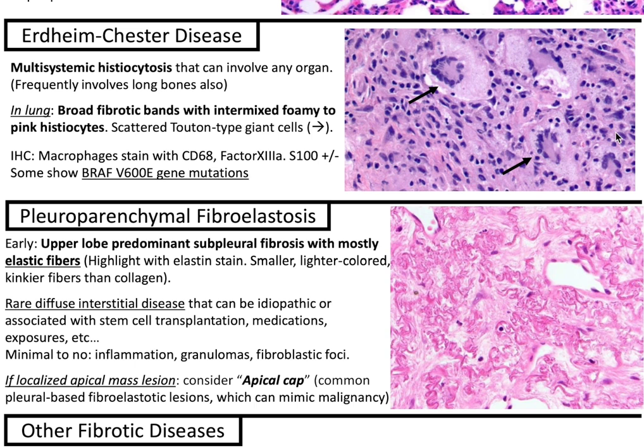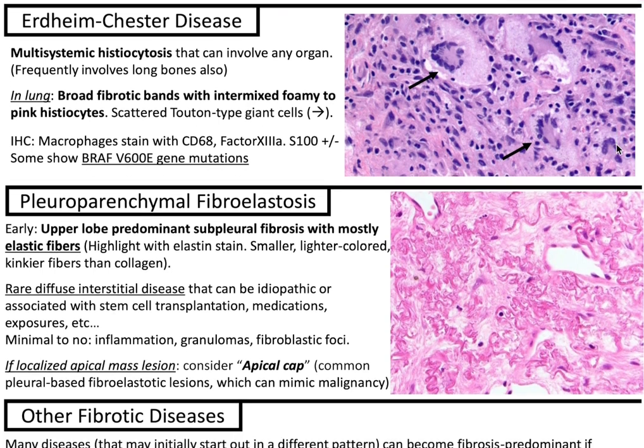Erdheim-Chester disease. This is a multisystemic histiocytosis that can involve any organ. It frequently involves long bones also. In the lung, you'll see broad fibrotic bands with intermixed foamy to pink histiocytes and scattered Touton-type giant cells, which we can see. The macrophages are stained with CD68 and factor XIIIa, S100 positive or negative. Some show BRAF V600E gene mutation.